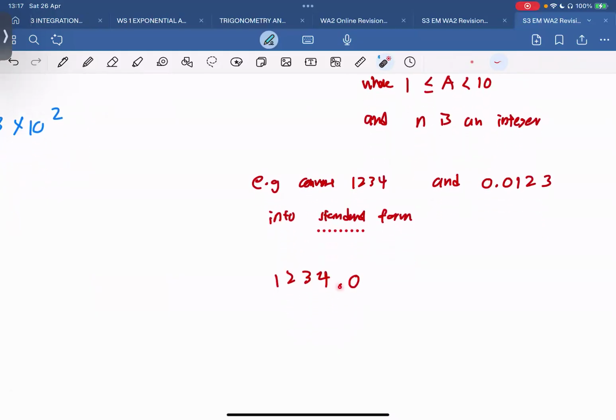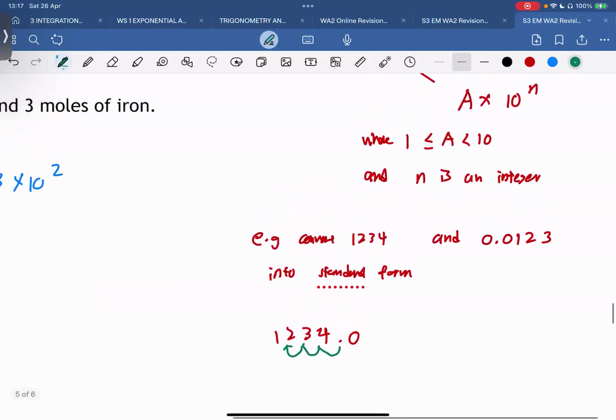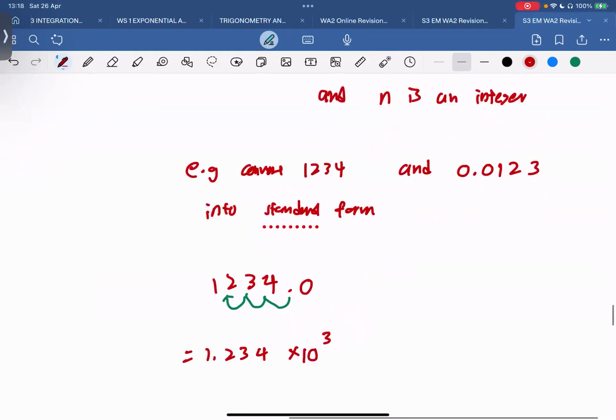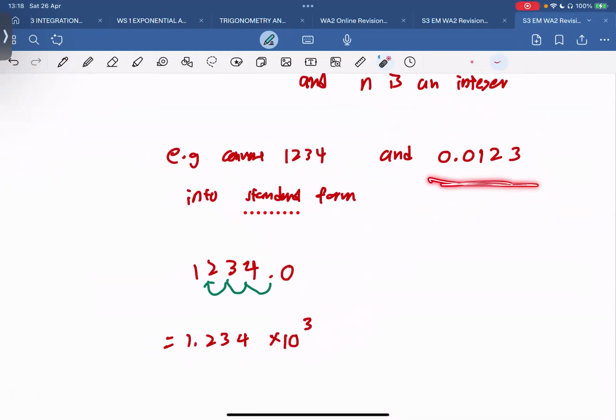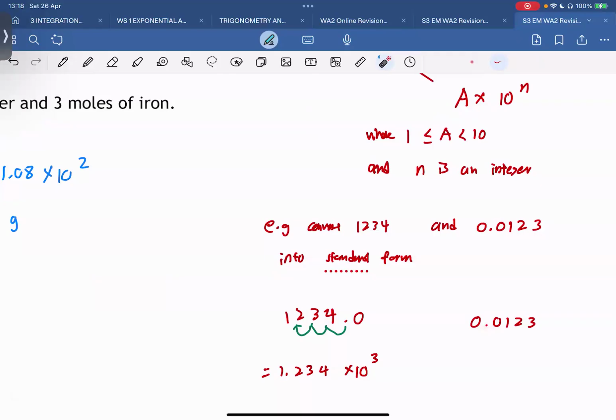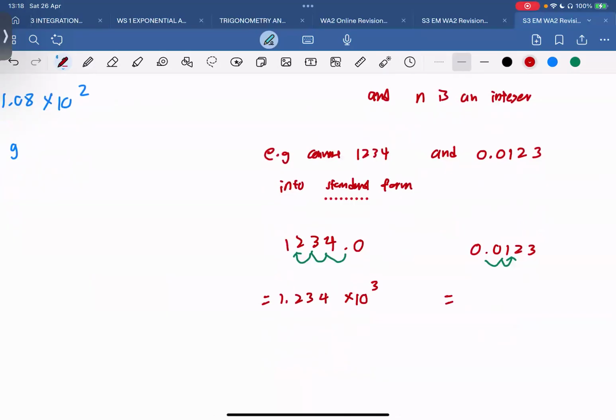Therefore, if I shift my decimal point 1 time, 2 times, and 3 times to the left, I will multiply by 10 to the power of 3. So this will be 1.234 times 10 to the power of 3. Okay. Similarly, for 0.0123, in order to achieve the condition of A, I need to shift the decimal point rightwards by 1 and 2 times. Okay, 1 time, 2 times. So if I shift my decimal point rightwards, I need to times 10 to the power of -2.